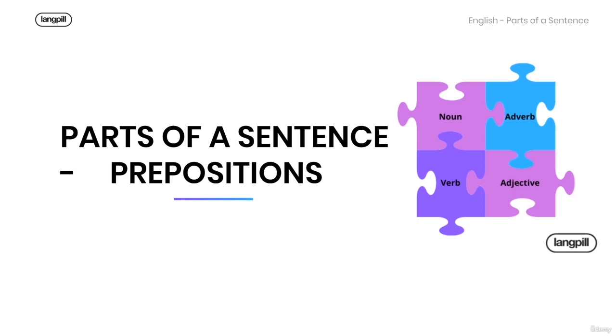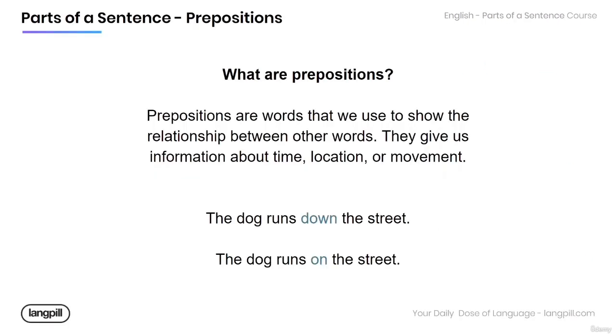All right, now in this lesson, we're going to talk about the part of speech called prepositions. So what are prepositions? Well, they are words that show the relationship between other words. So they give us information about the time or the location or the movement of these words. So let's look at our examples here.